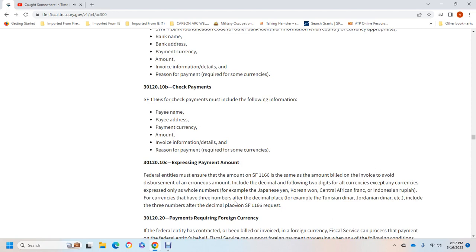312010C, expressing payment amount. The federal entity must ensure the amount on the SF 1166 is the same amount as the bill or invoice to avoid disbursement errors, with the amount including the decimal. For some currencies, the amount is expressed as only a whole number, for example the Korean won, Central African franc, and Indonesian rupiah. Currencies with three numbers after the decimal place, for example the Tunisian dinar and Jordanian dinar, must include the three numbers of the decimal place on the standard form 1166 request.